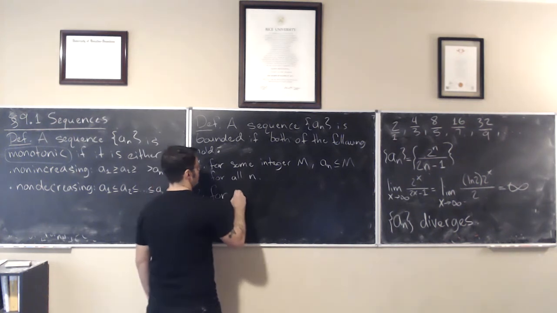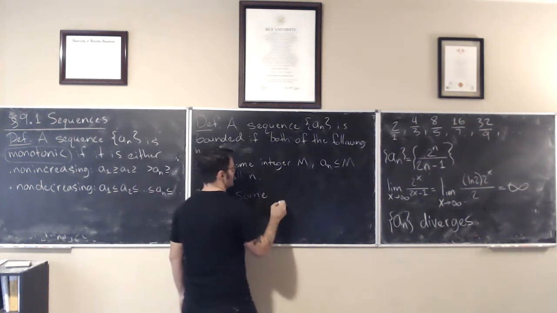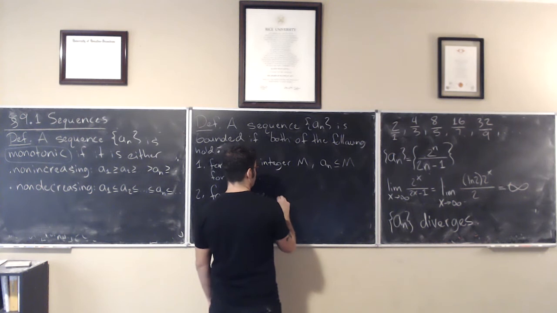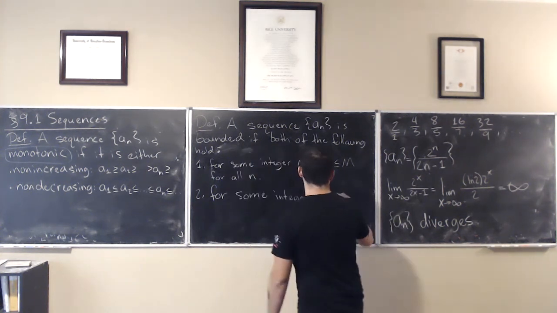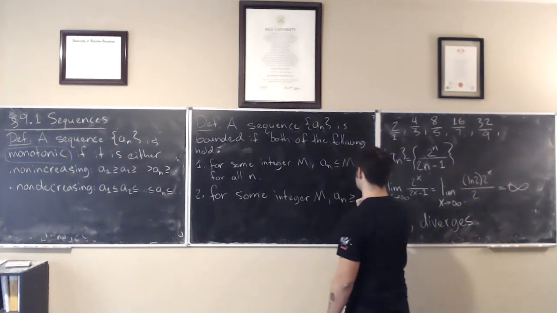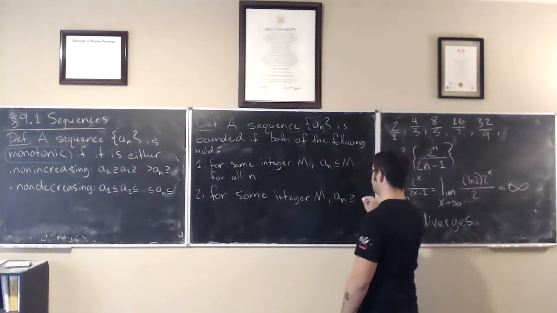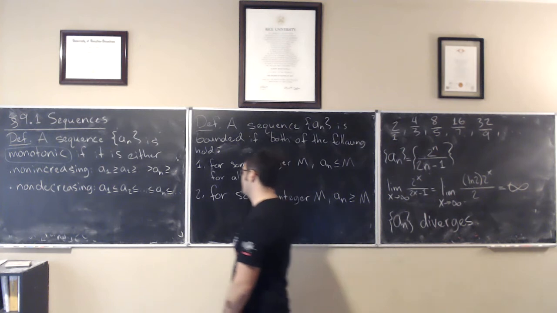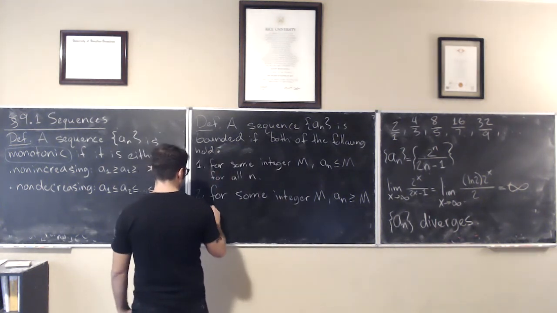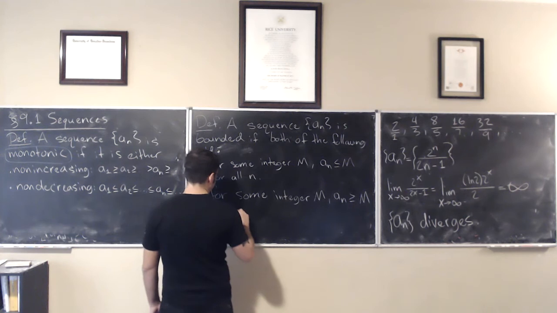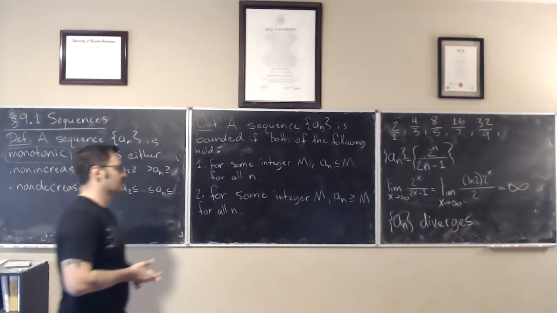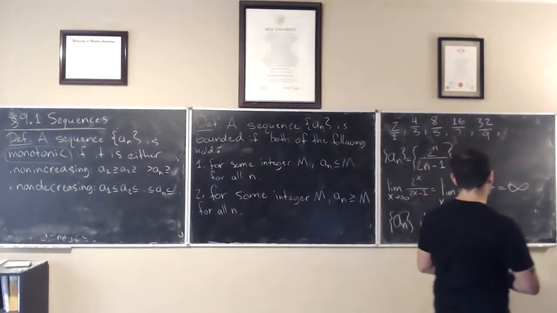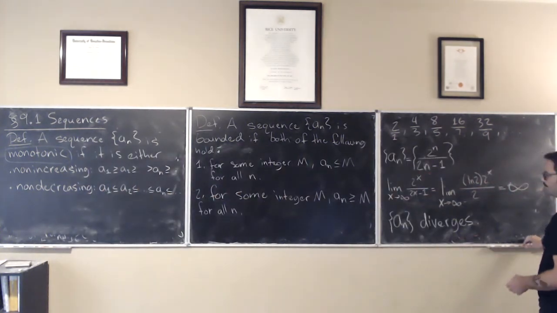And for 2, for some integer m again, a sub n is greater than or equal to m for all n. It just means that the sequence can be no more or no less than a given number.